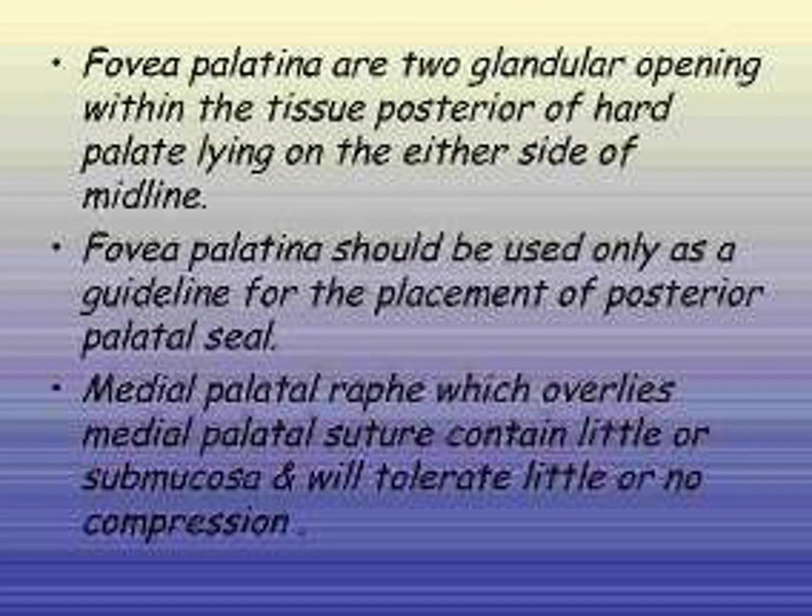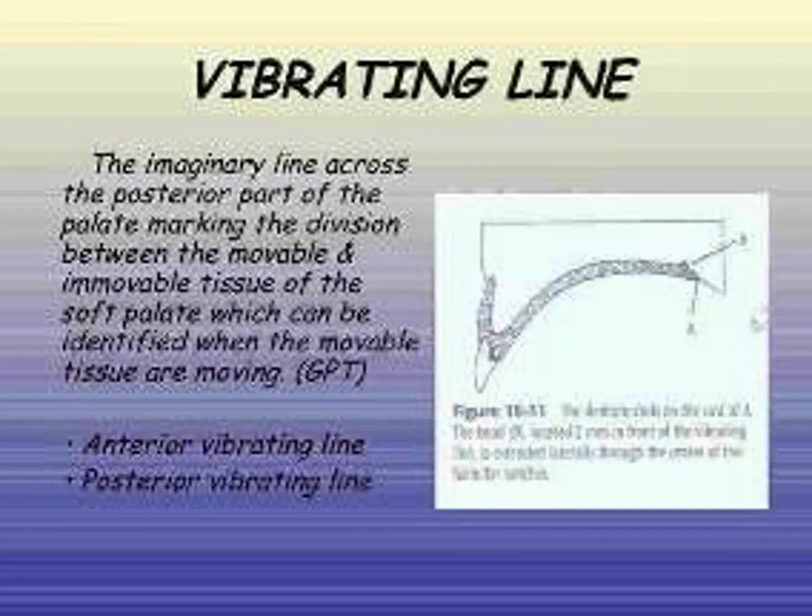Fovea palatini are two glandular openings within the tissue posterior of the hard palate, lying on either side of the midline, and used as a guideline for location of the posterior palatal seal area. Mid-palatine raphe, which lies over the median palatal suture, contains little or no submucosa and cannot tolerate compression. That is why this is considered a relief area, and that is why the shape of the posterior palatal seal is in the form of a cupid's bow, because of the extension of the posterior nasal spine.